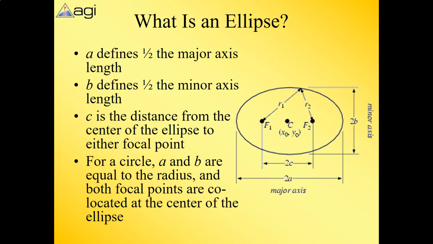The C that we see down here is half of the distance between the two foci. It's the distance from the center of the ellipse to either one of the two foci. So if we know the distance between the two foci, we can find where the center is by taking its midpoint. For a circle, A and B are equal to the radius. And both focal points are co-located at the center of the ellipse. In an ellipse, we have two radiuses. We have from one focus to a point on the ellipse, and then from that point back to the second focus.